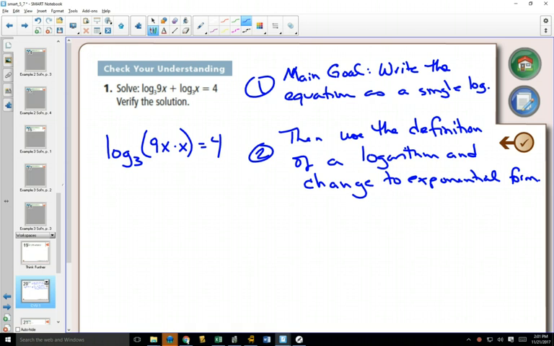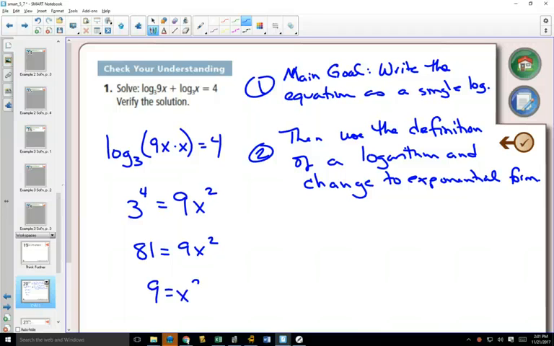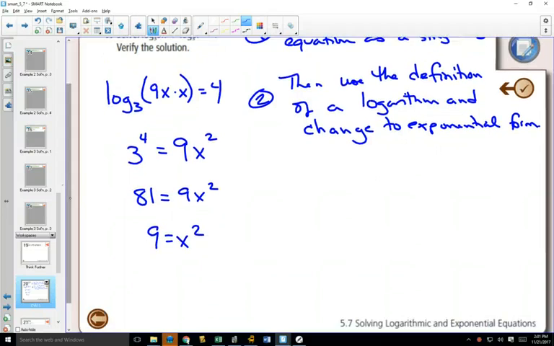And when we change it to exponential form, in this case, the base is 3, the exponent is 4, it's equal to 9x squared. It changes into something that you already know how to solve. How do you solve something with an x squared? Well, this is 81 equals 9x squared. Divide both sides by 9. And square root, in which case you'll get x equals 3 and x equals negative 3. Remember, when you square root both sides, you have to remember the plus or minus.